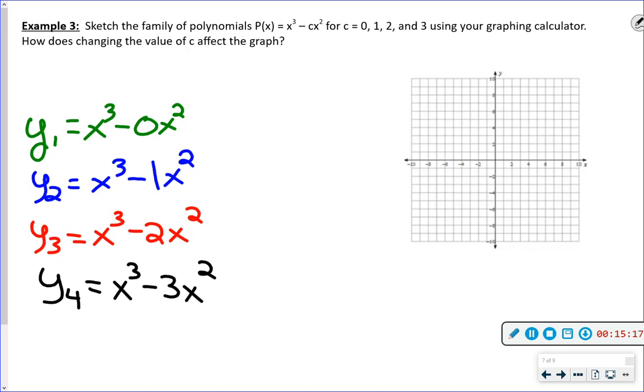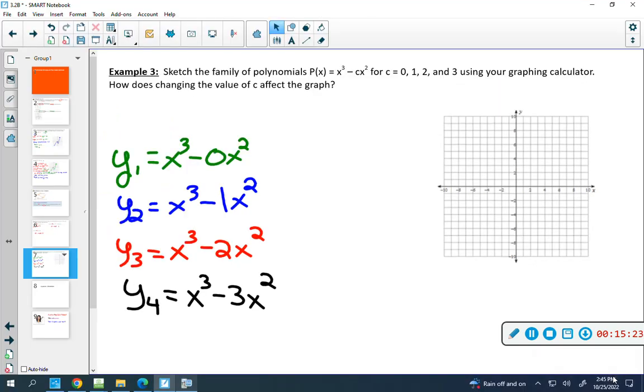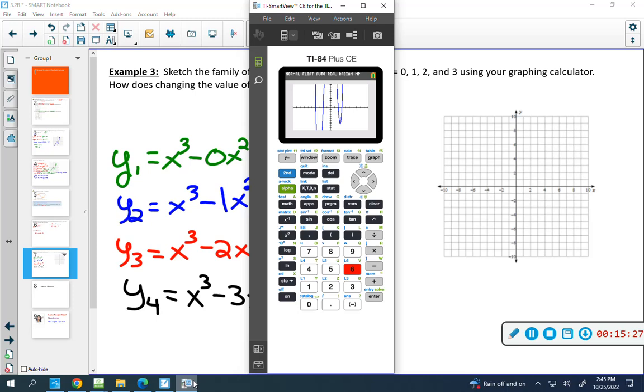Okay, so I'm going to pull up my calculator. We're going to punch all of those in. We're going to take a look at them. Now, you can type them all 4 in at the same time, that's fine. I'm going to kind of do it one at a time here just so we don't get ourselves too carried away. So let's just look at our parent function x cubed. We've seen the graph of this guy before. There it is, that's nice, okay.